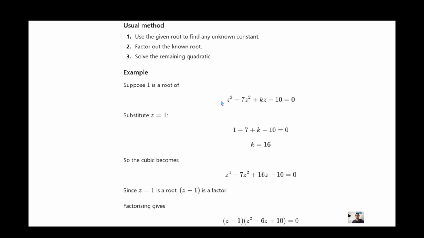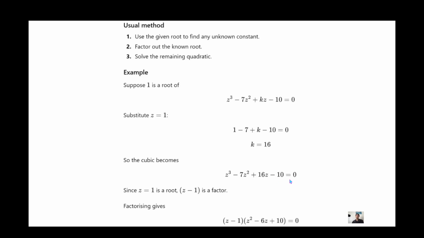Suppose 1 is a root of z cubed minus 7z squared plus kz minus 10 is equal to 0. We substitute z is equal to 1. So 1 minus 7 plus k minus 10 is equal to 0. K is equal to 16. The cubic becomes z cubed minus 7z squared plus 16z minus 10 is equal to 0.